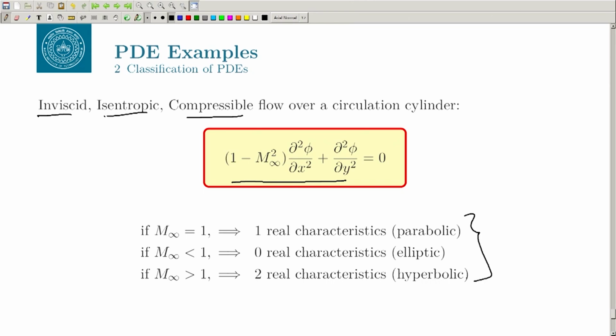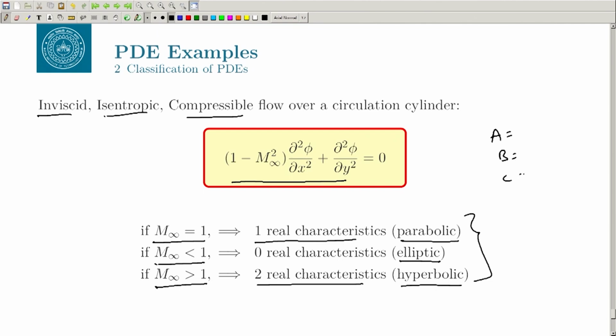the derivations and the definitions that we have discussed, so that if Mach is equal to 1, then you will have one real characteristic and it is like a parabolic system. So, when it is a sonic condition, it is like a parabolic system. When it is subsonic, Mach infinity less than 1, it is like an elliptic system for this particular case. And for Mach greater than 1, it will have two real characteristics and it will display a hyperbolic system. You can easily go back and show that. All you need to do is determine what A, B and C are, compute B square minus 4AC, and put in different conditions of Mach infinity, and you can show this.